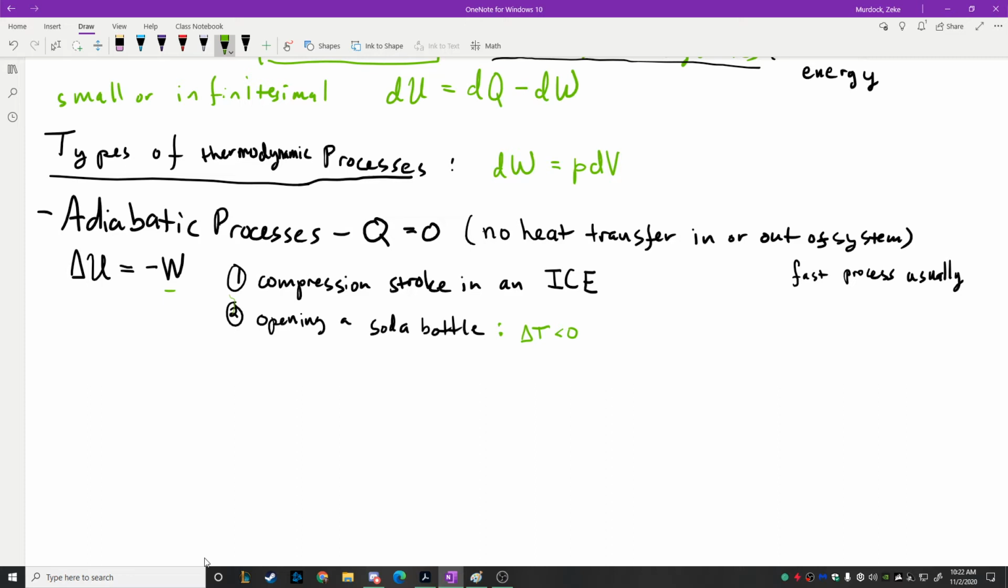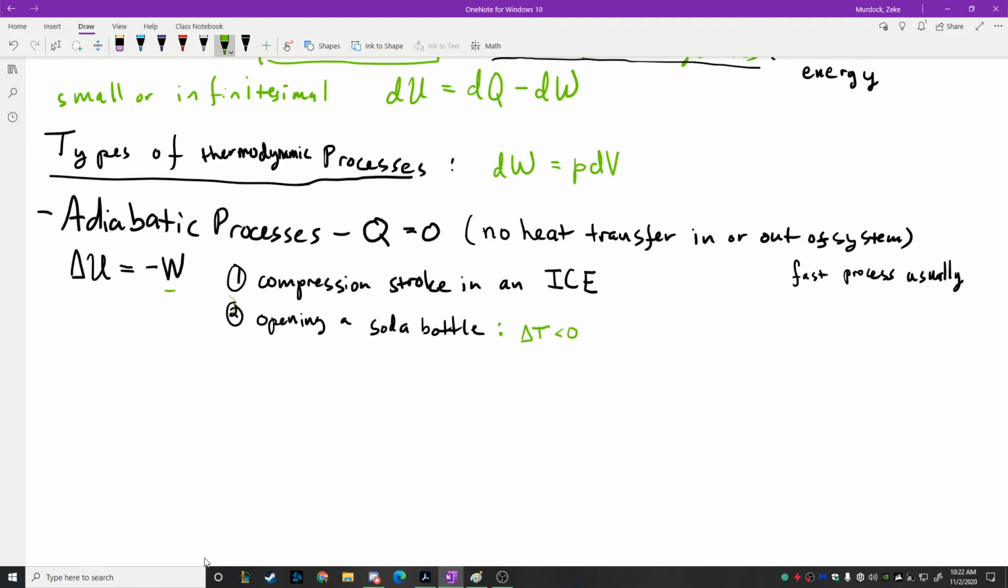Okay, so those are examples of adiabatic processes. What else do I want to say about them? I think that's it. That's all I want to say. I believe this is the main type of process, or one of the main types of processes, that we're going to see showing up over the next chapter or so in terms of problems. Okay, so that's number one.